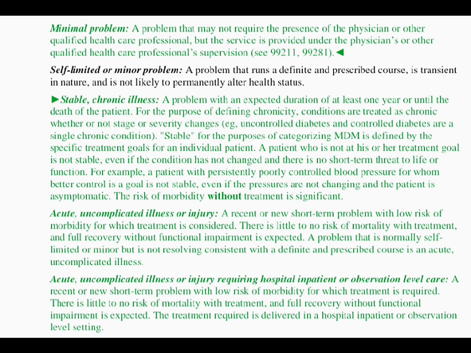A patient who is not at his or her treatment goal is not stable, even if the condition has not changed and there is no short-term threat to life or function. For example, a patient with persistently poorly controlled blood pressure for whom better control is a goal is not stable, even if the pressures are not changing and the patient is asymptomatic. The risk of morbidity without treatment is significant.